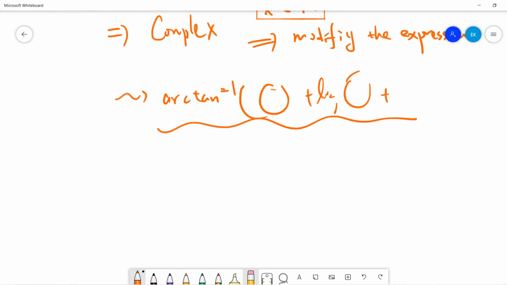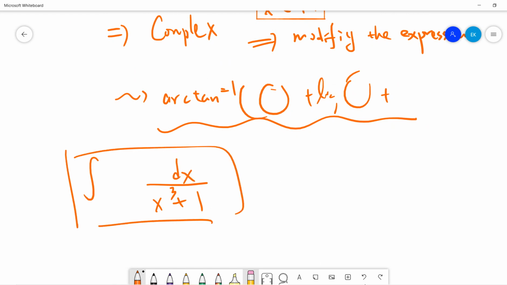It is very interesting for you guys to have an exercise to solve this by using the complex number method. A simple exercise for you guys.